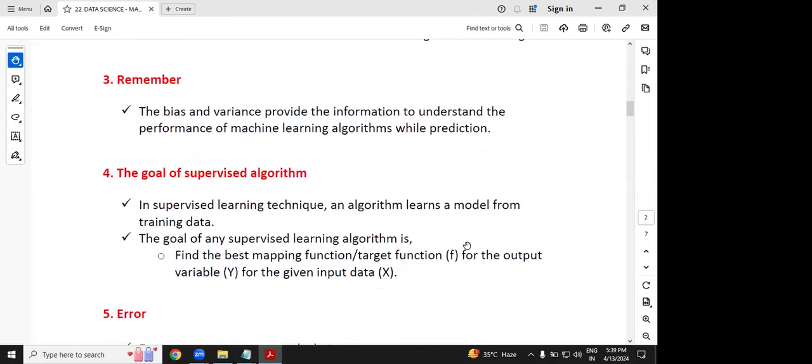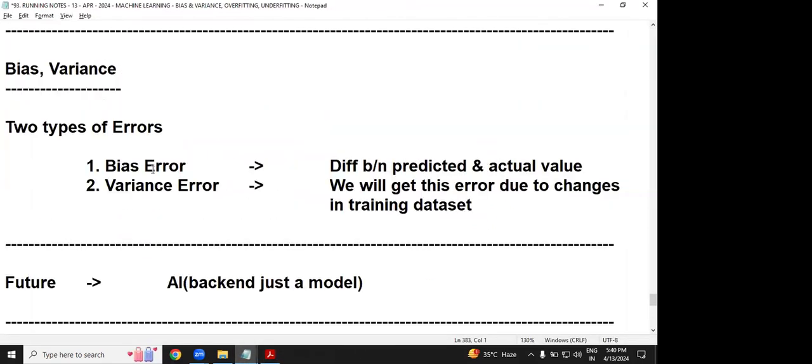Remember, bias and variance provide the information to understand the performance of an ML algorithm while doing prediction. Keep in mind that here we are always talking about error. Error means information to the ML algorithm. Best example, two types of friends. Friend number one can tell you about your mistakes. Mistakes mean error. Indirectly, he is giving information: change your behavior, change your nature. If somebody is telling you that you are making a mistake, he is providing some information to you.